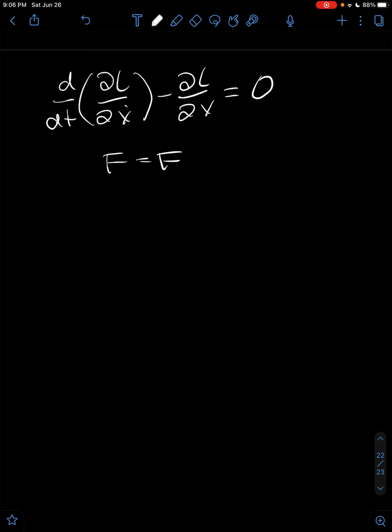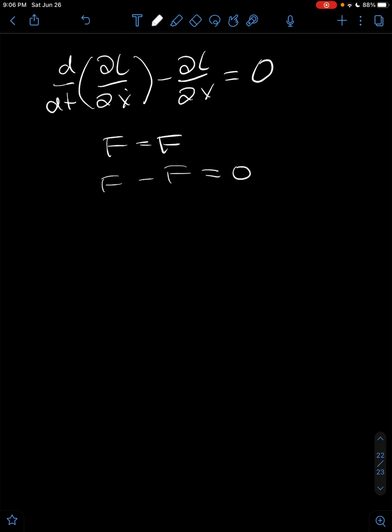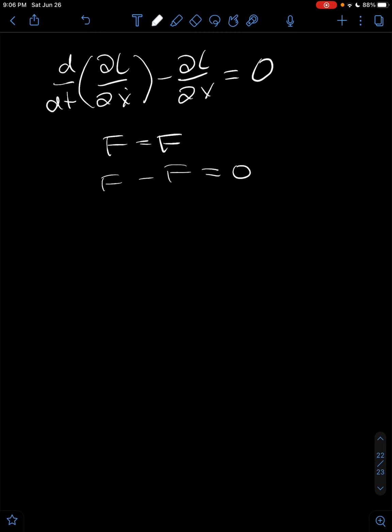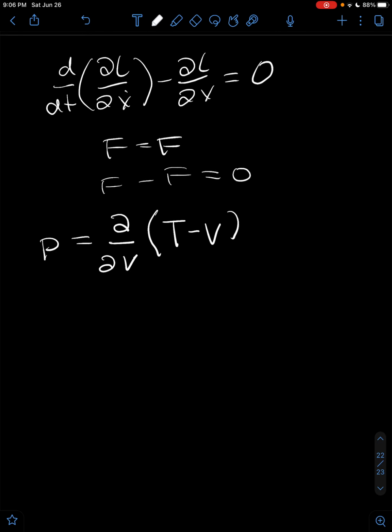We all know what forces are. They're the rate of change of momentum. So, force minus force should equal 0, right? Now, it turns out that momentum equals the partial derivative of kinetic energy minus the potential energy with respect to velocity.